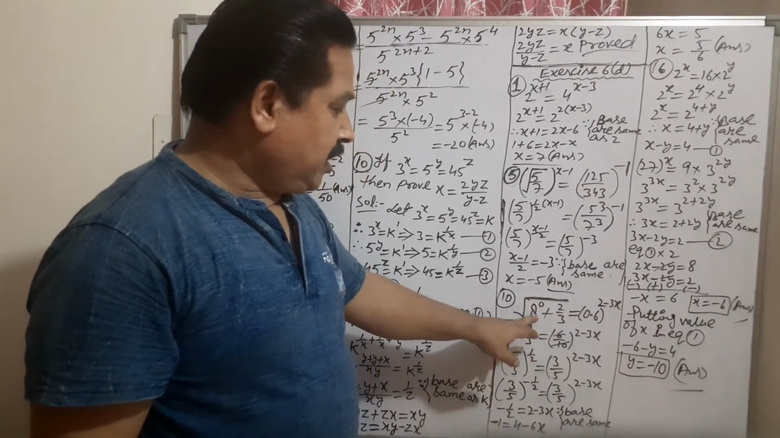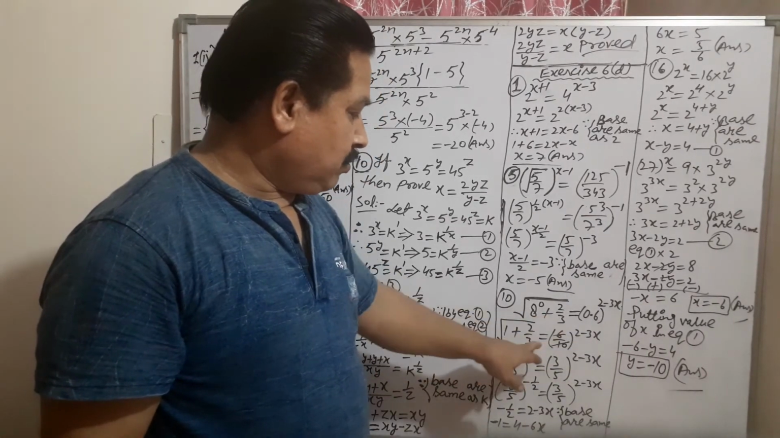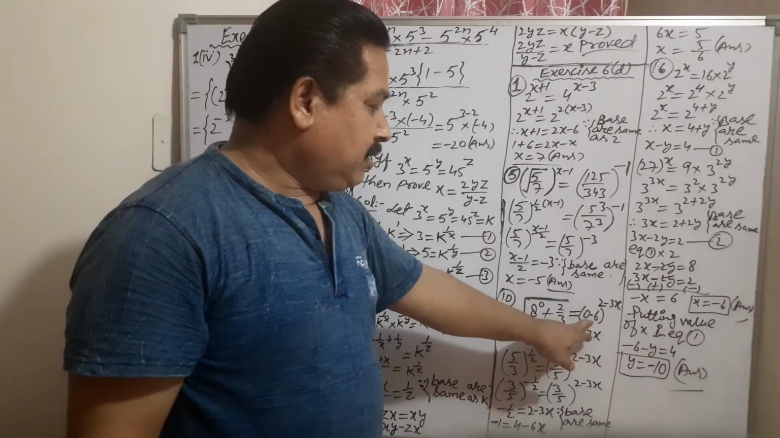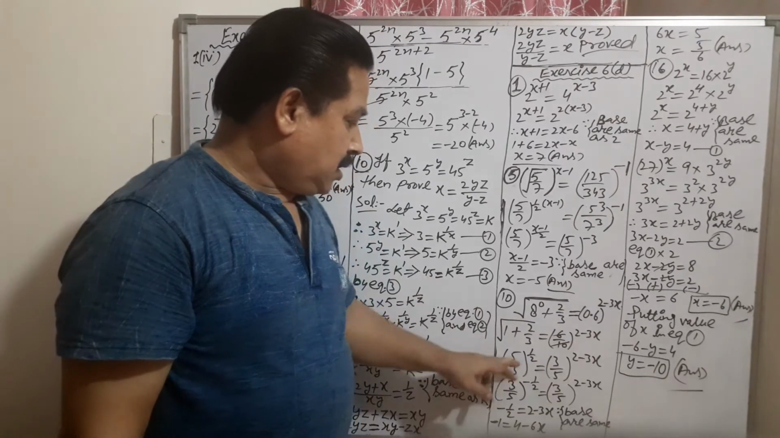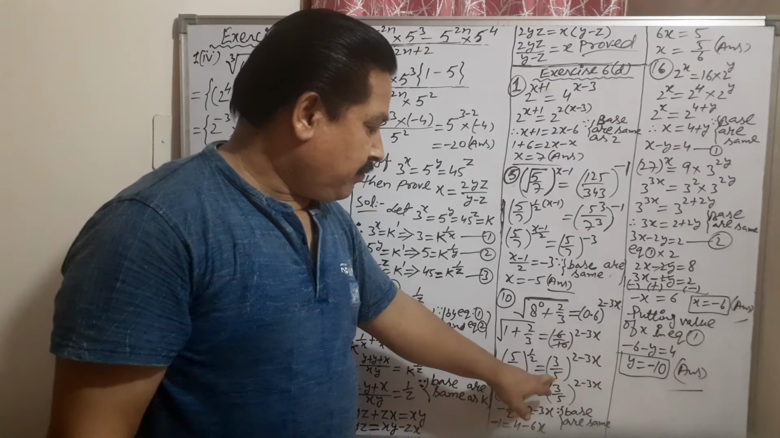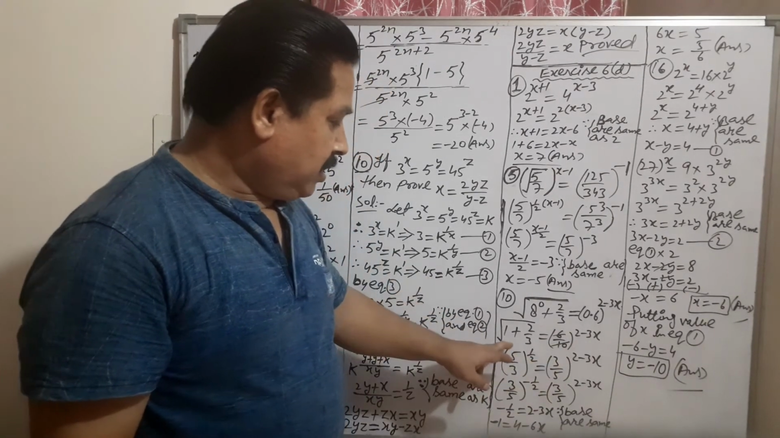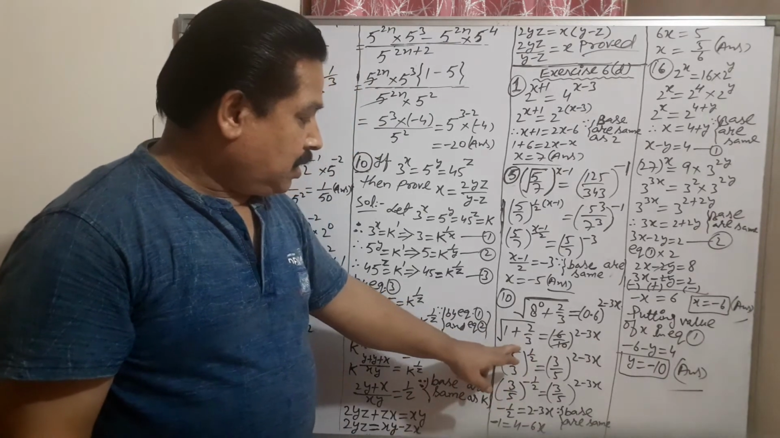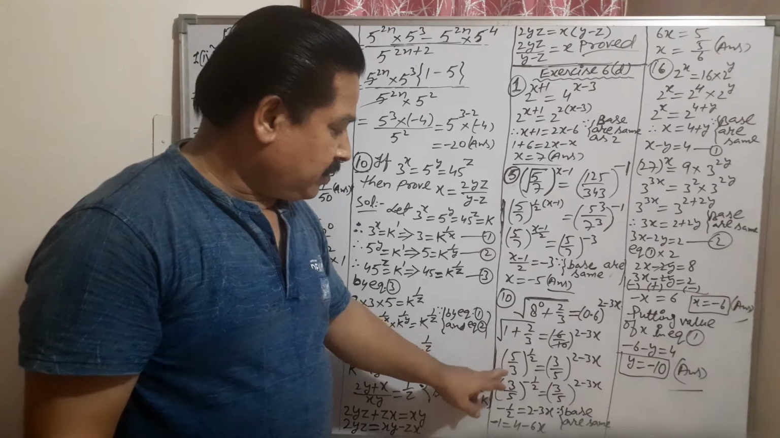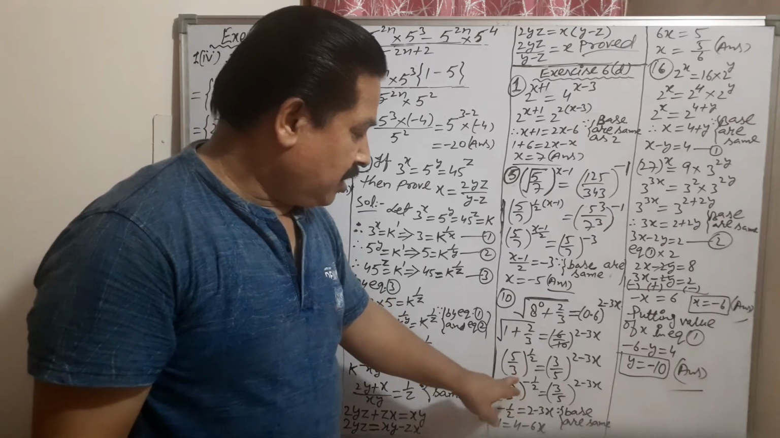In the 10th question, 8 to the power 0 means 1, 2 upon 3. 0.6 means 6 by 10. Reduce to lowest terms, and this becomes 3 by 5 by reducing. And remove the root sign, put the power 1 upon 2, and take the LCM. This becomes 5 by 3.